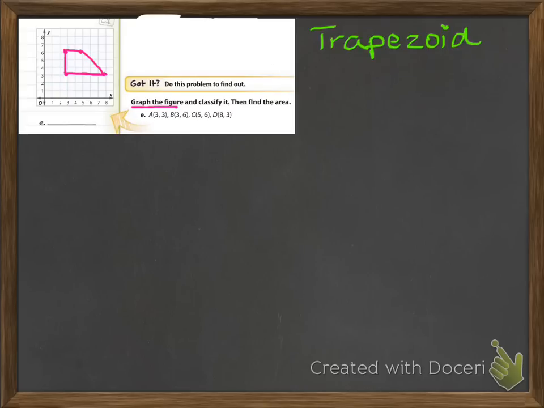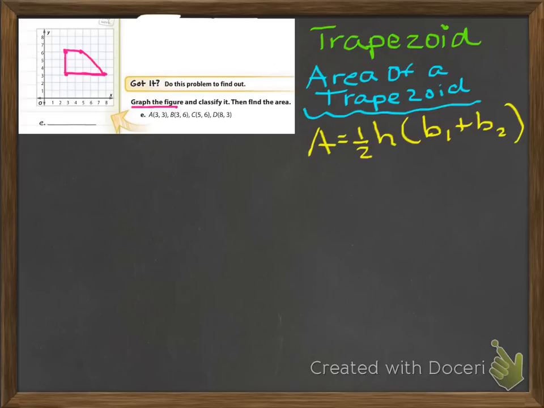Then it says to find the area. So we need to have our formula for area of a trapezoid. We're also going to write area of a trapezoid. Okay, as you can see, I went ahead and wrote the formula for area of a trapezoid because our very next step is to write the formula. Then we would normally go into our substitute stage, but we need to know what the side lengths are.